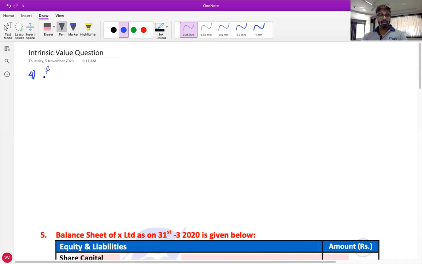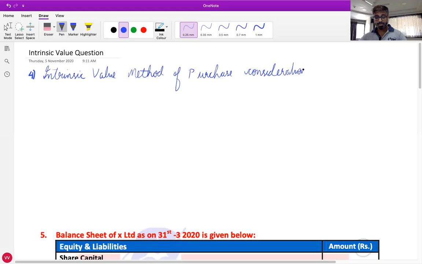Use the heading: intrinsic value method of purchase consideration. Did you all give this heading, everyone?